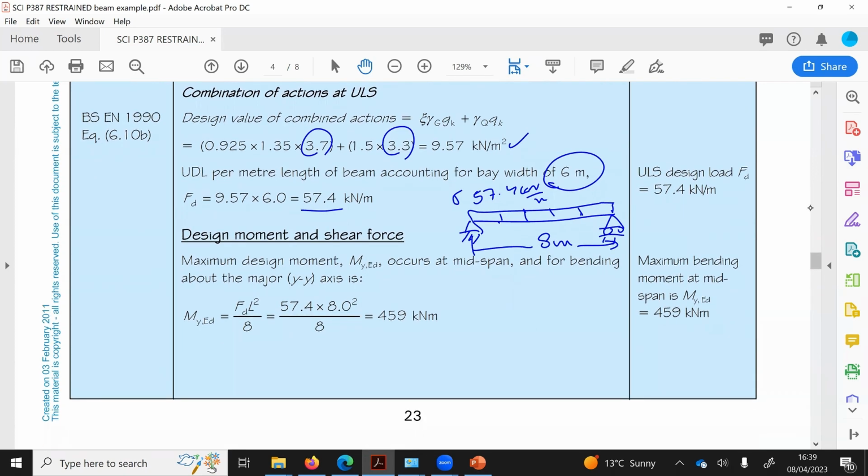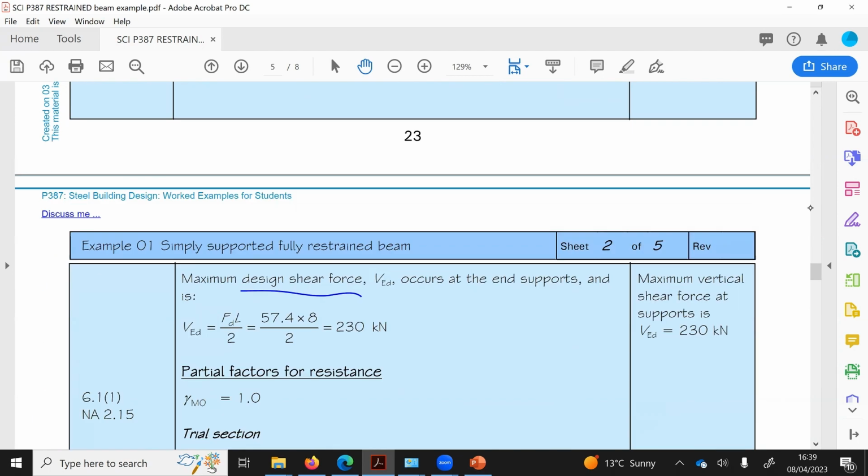So firstly, we have to work out the design moment and shear. The design moment is WL square over 8. So we put W, we get it from here. Here we call it FT or design load. L is 8. We get 457 kilonewton meter. Then we will work out design shear force, which is WL over 2. Here W is called FT, and this comes out to be 230 kilonewton.